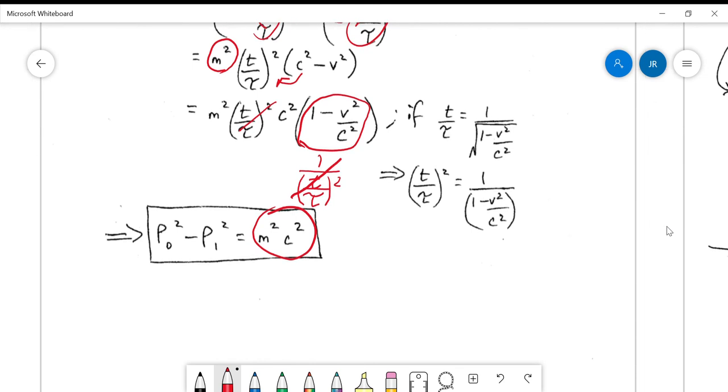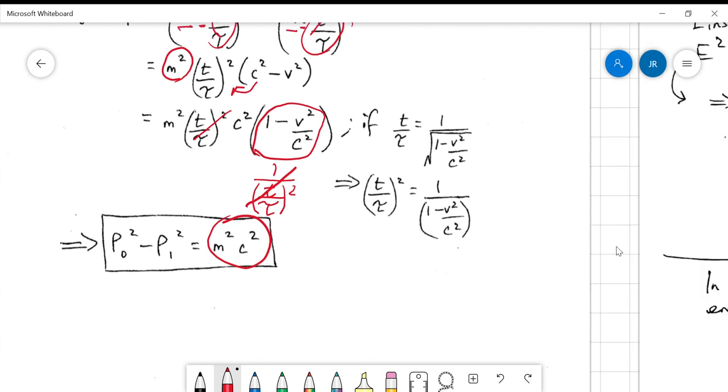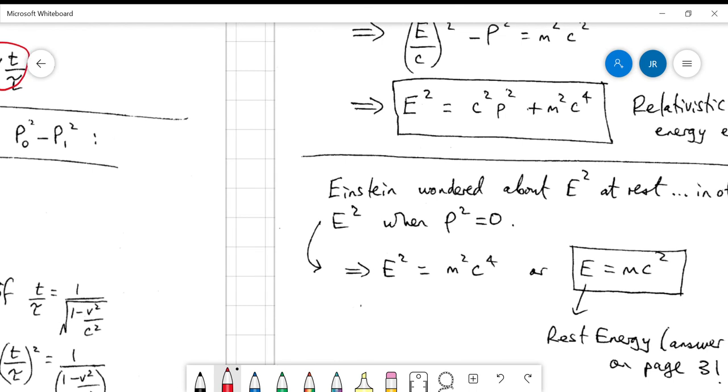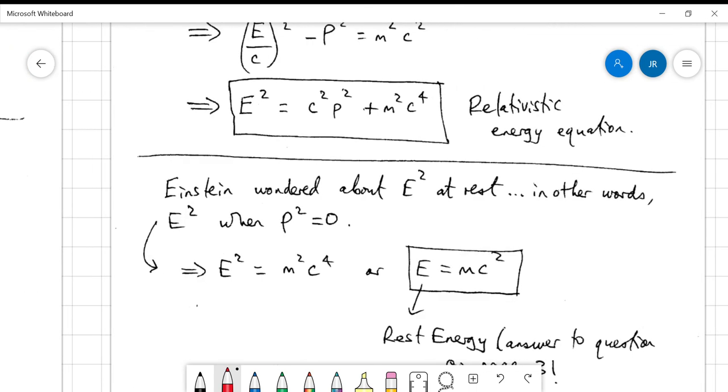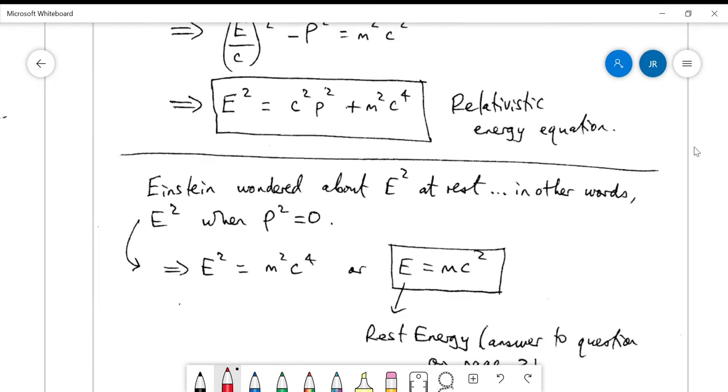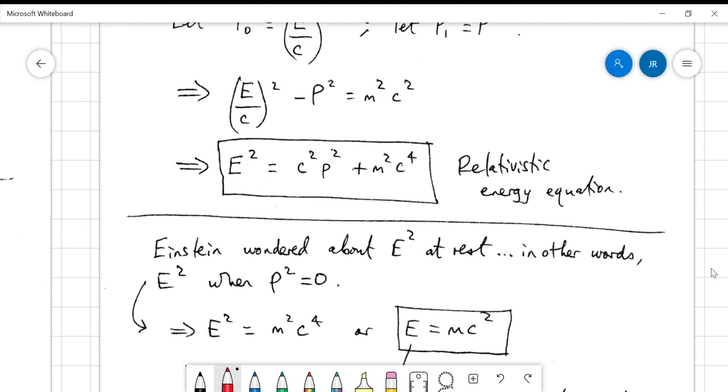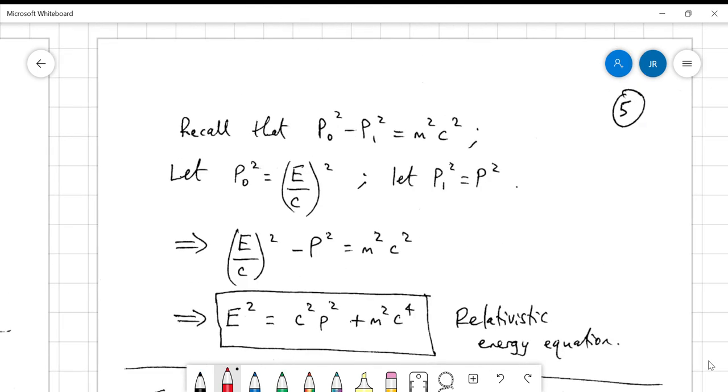Now let's move on to conclude what Einstein concluded. And this will bring us to the end of this video. Sad for some, joyous for others that are hanging on for dear life. Okay, so let's bring it home. Recall that we've just said in slide 4 that p0 squared minus p1 squared is m squared c squared.